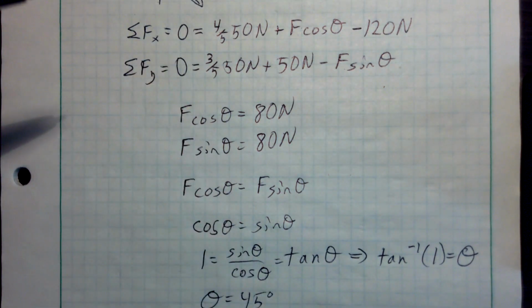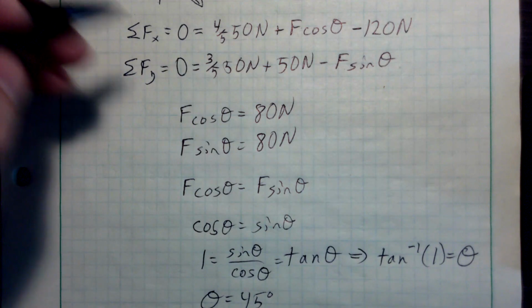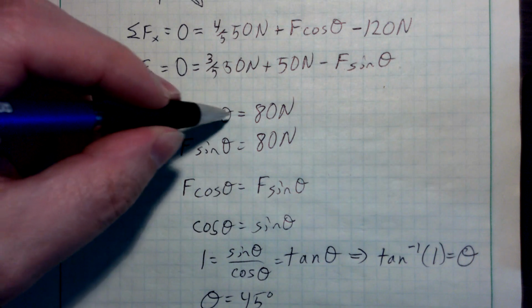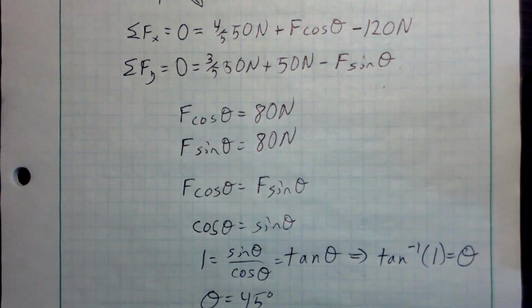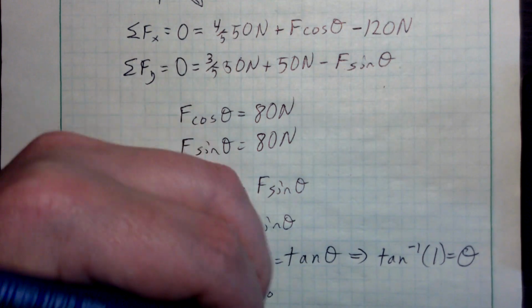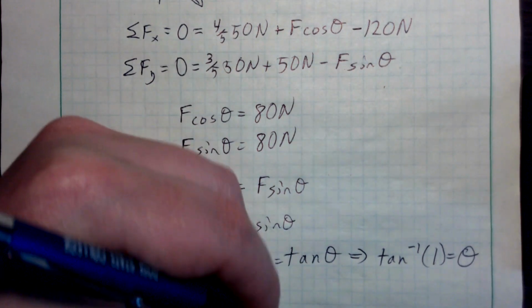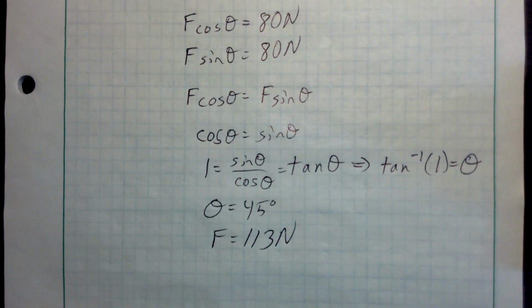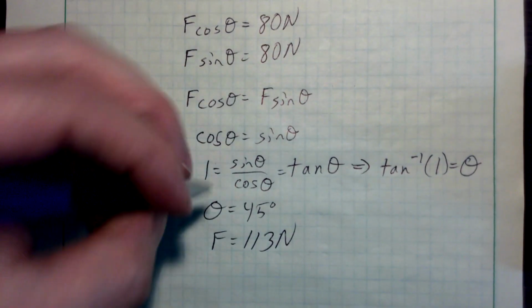So if that's 45 degrees, then I plug this in: with 45 degrees, cosine of 45 degrees, divide 80 newtons by that quantity, that gives you F. F then becomes 113 newtons. Can't see that. There we go. Okay, and those are your answers.